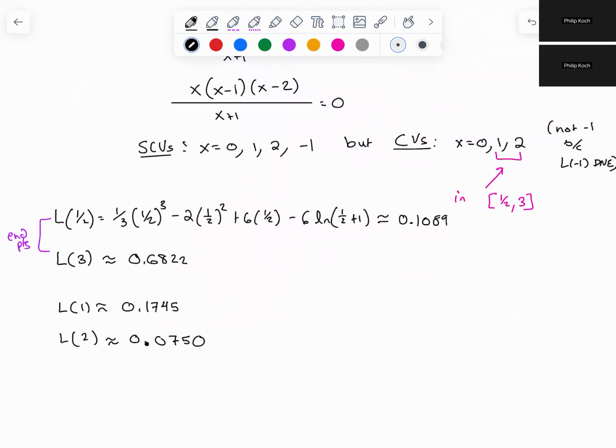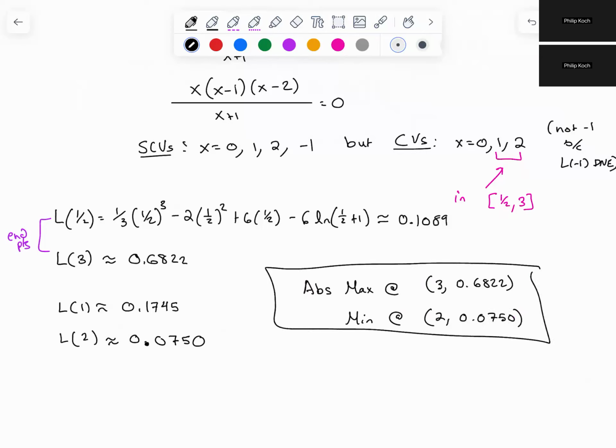All right. So the absolute max then would be at the right endpoint, the 3. So absolute max at 3, 0.6822, and an absolute min at L of 2. So 2, 0.0750 approximately. That's going to be the smallest value there. Those are our absolute extrema.